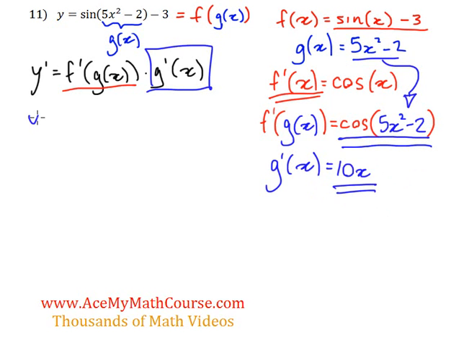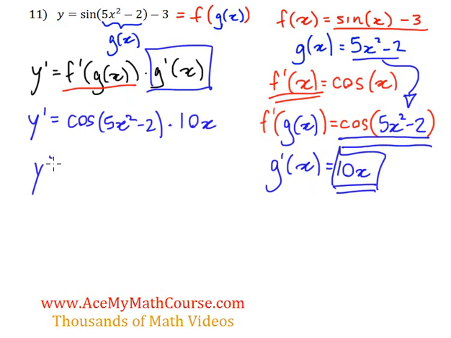So I can just rewrite this. Y prime is just going to be f prime of g of x, which is just cos of 5x squared minus 2, times g prime of x, which is just 10x. So I can just rewrite this as 10x times the cos of 5x squared minus 2. That's it.